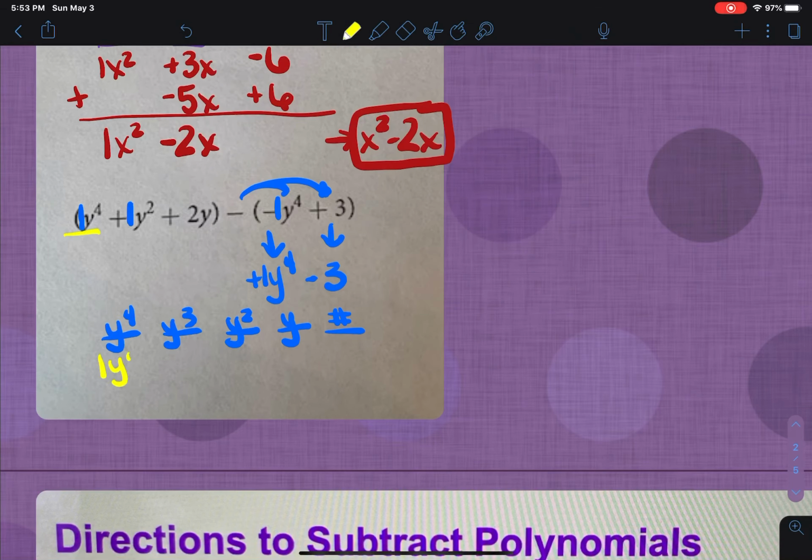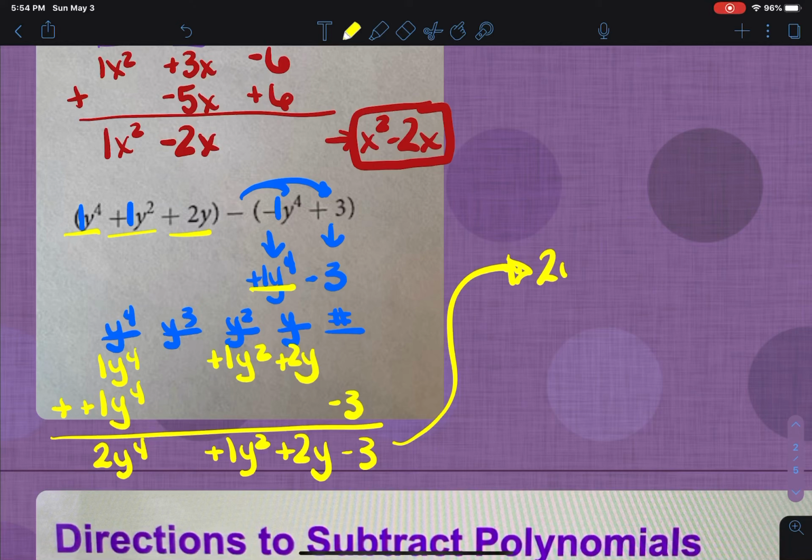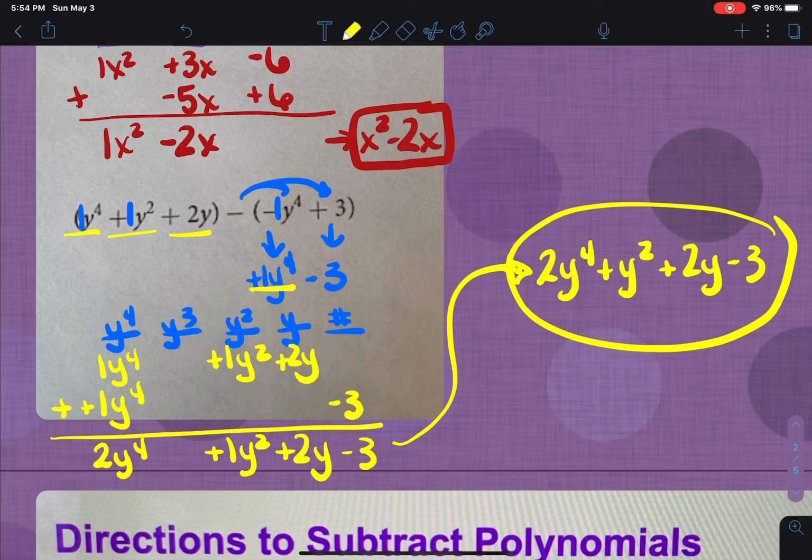So 1y to the fourth, plus 1y squared, 2y. And then 1y to the fourth. And then minus 3. So if I total it, it's going to be 2y to the fourth plus 1y squared plus 2y minus 3. Now, if I were to look for that answer somewhere, I would drop the 1 in front of the y squared and look for this answer. Okay, go over, I hope, the notes that you're taking so far, and that'll be our focus for today.